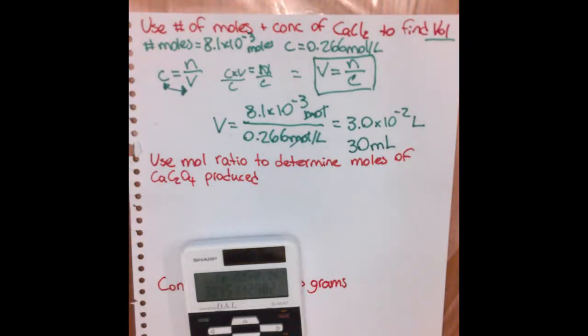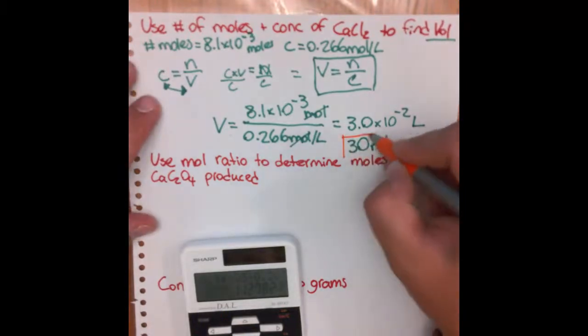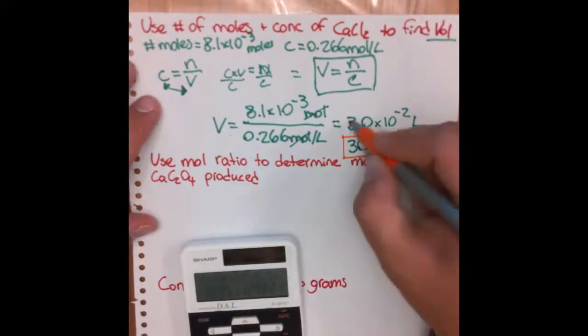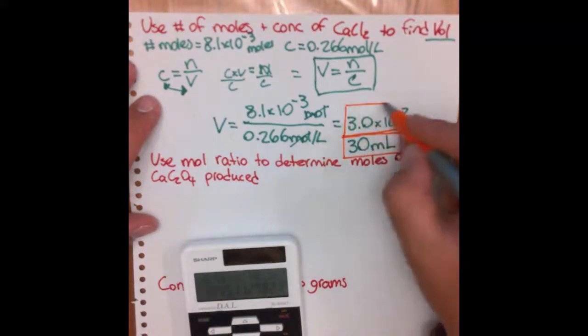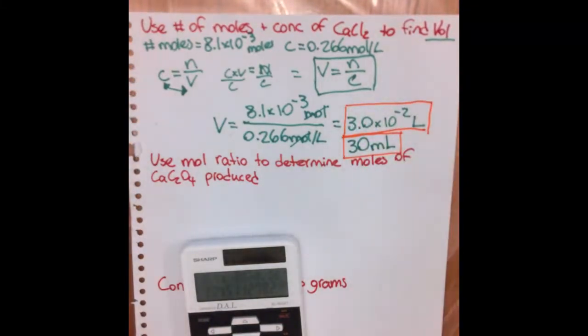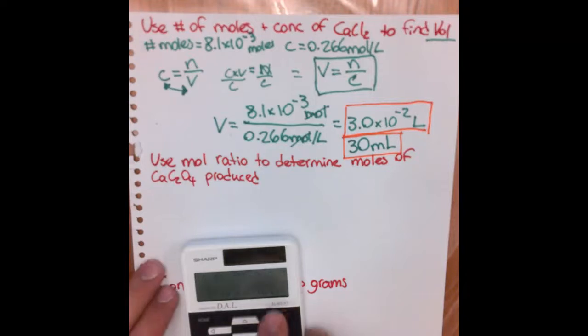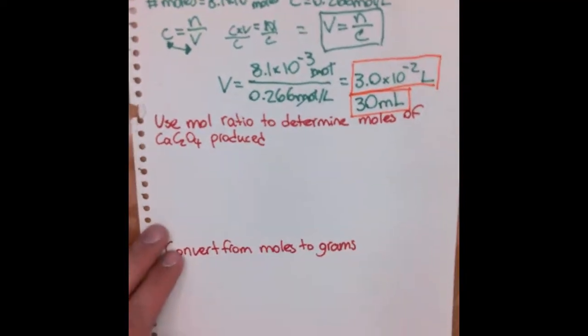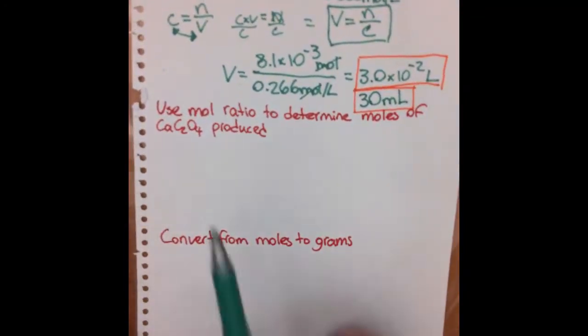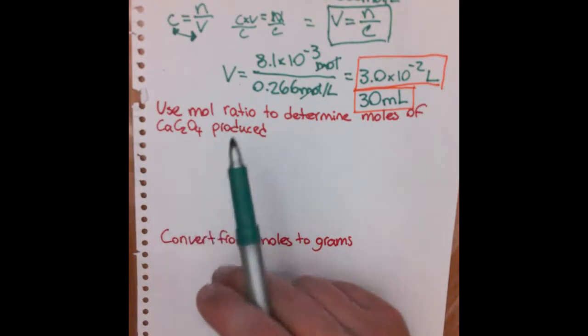Okay, so that is the first step, our first question that they were asking us for: how much solution do we need? Well, we found the volume here. You can express it in either milliliters or liters, I don't mind either way. And then finally, you're going to use your mole ratio to determine the number of moles of CaC2O4.